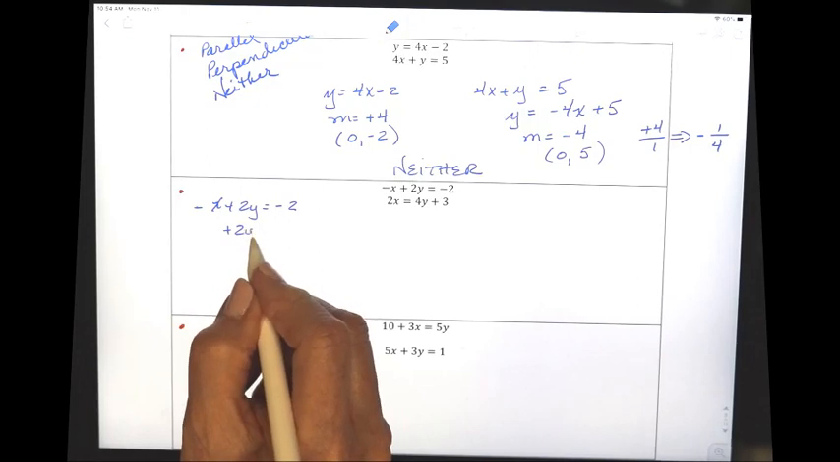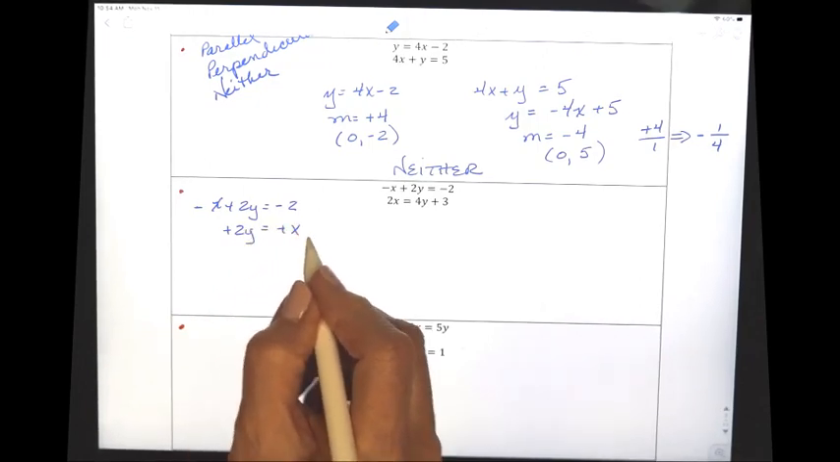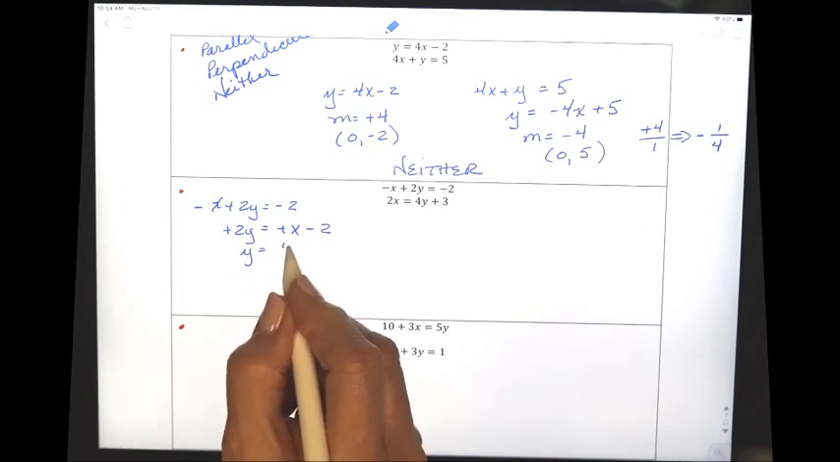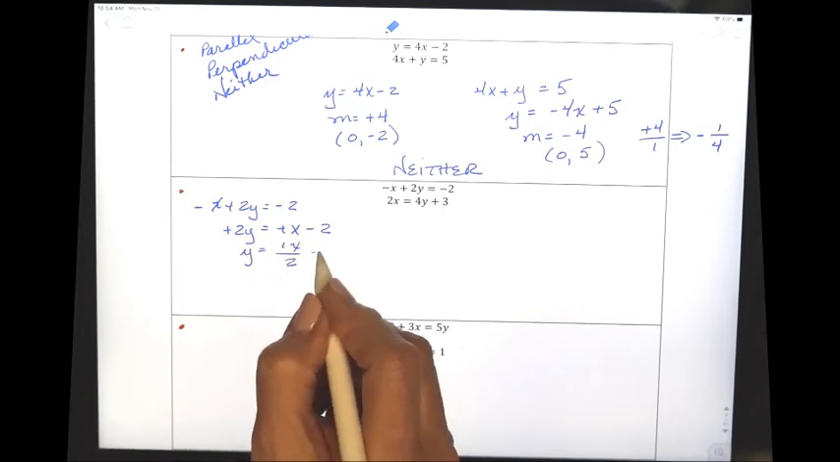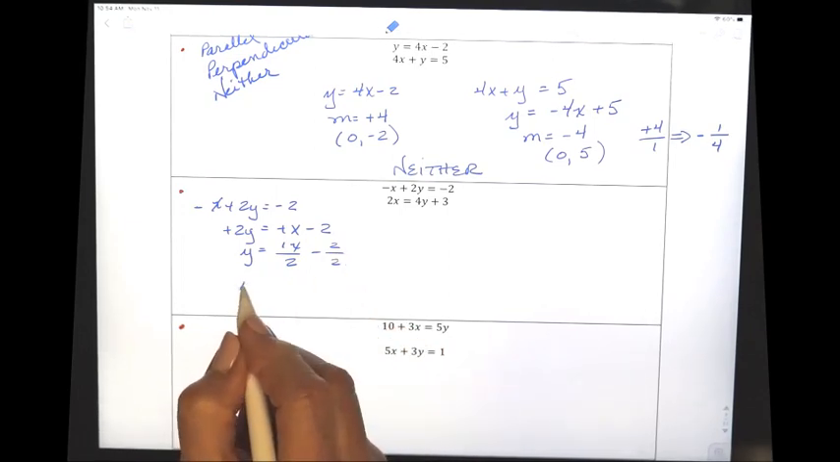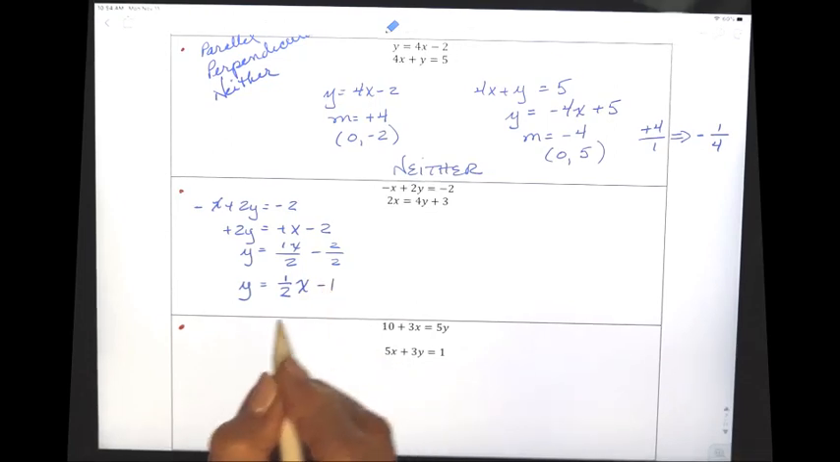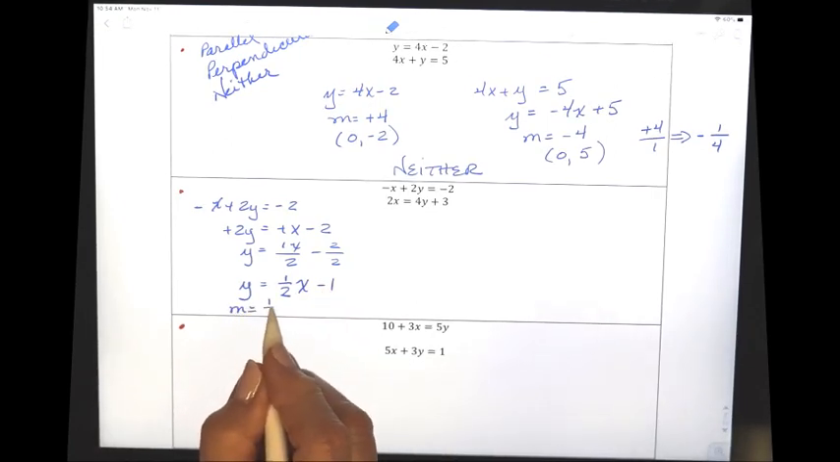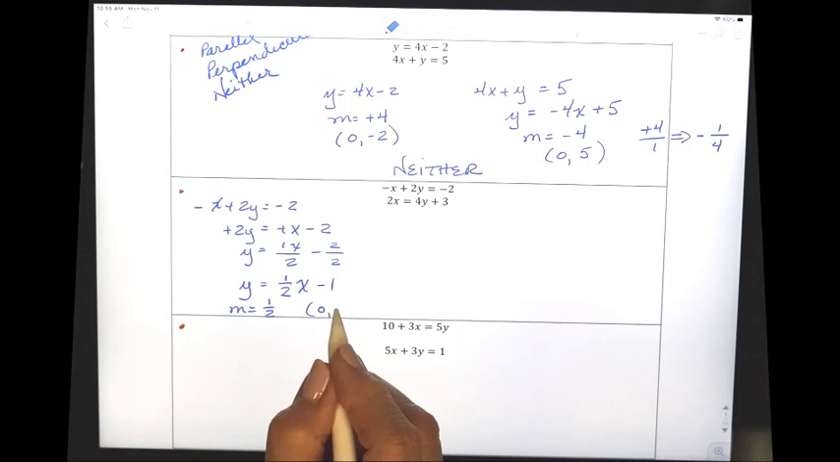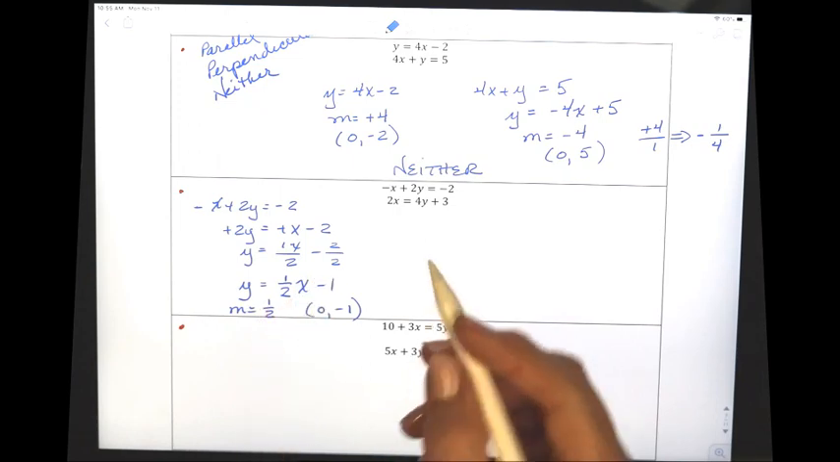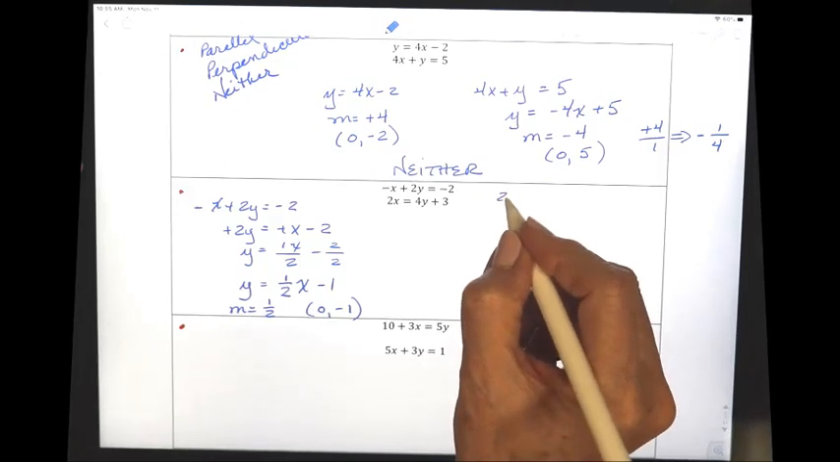So I need to add x to both sides. And I need to divide by 2. And let me do a little simplifying here. I can see that the slope on this line is 1/2. And I can see that the y-intercept is at -1. And let me check my arithmetic there to make sure that I did all of that correctly. All right, that looks good. I'm satisfied.